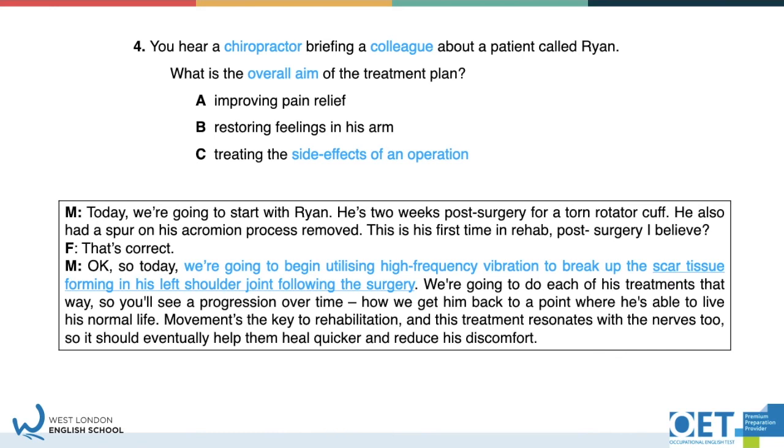And because we want to use high frequency vibration to break this up, this would mean that C is our answer, because the treatment is the high frequency vibration. And again, it says here resonates with the nerves too, so it should eventually help them heal quicker. So we are treating the side effects of an operation.